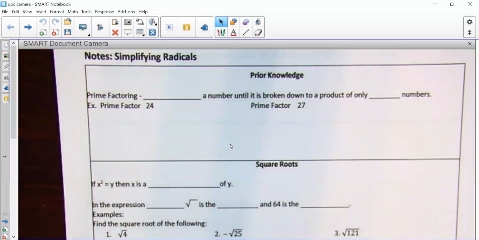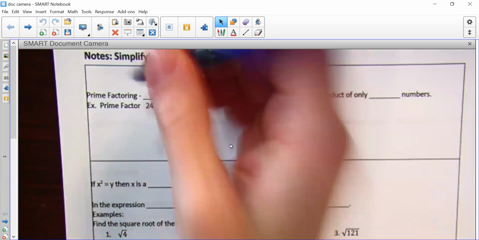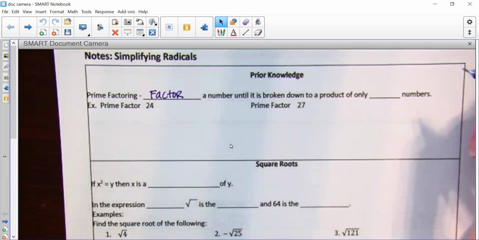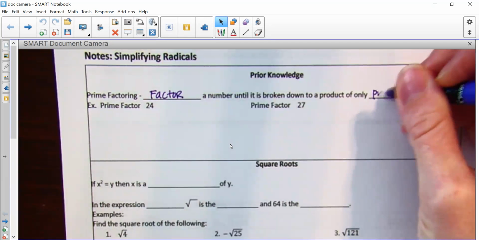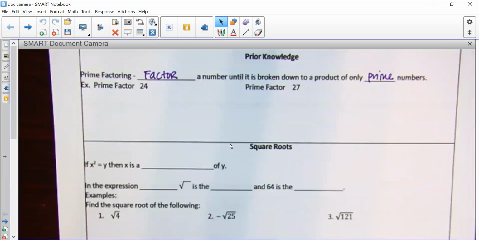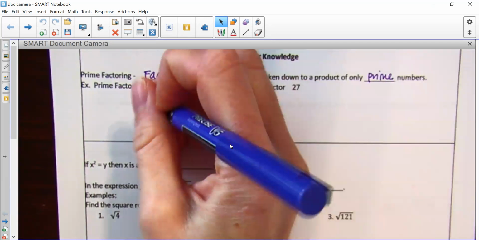All right, today we're going to be discussing a new topic called simplifying radicals. So we'll be looking at simplifying square roots today. Just accessing some prior knowledge, prime factoring means to factor a number until it's broken down to a product of only prime numbers. So basically, keep breaking down the number until we can write it as a product of just primes.